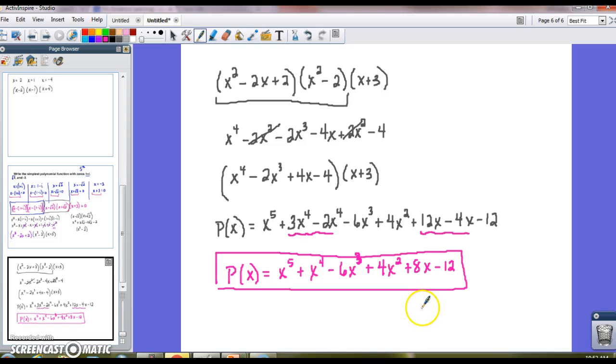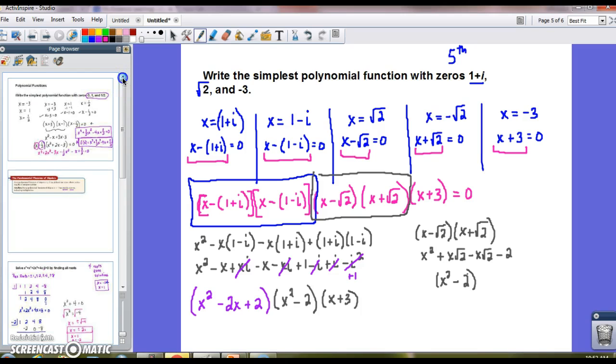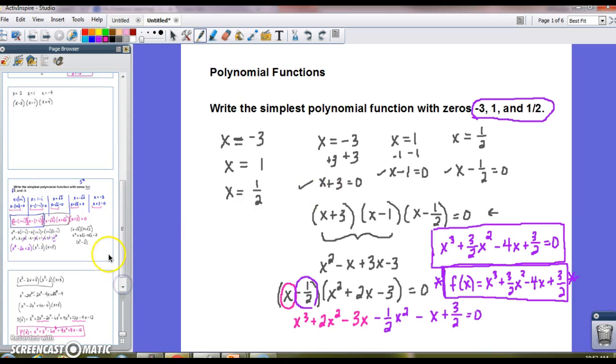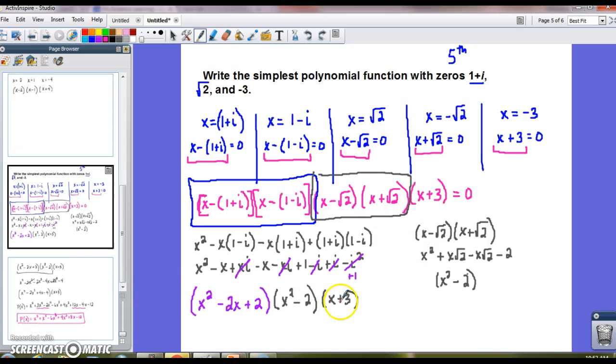So there are lots of steps to it. Like I said, it's easy to make careless mistakes, so be very careful, but it is important that you go through each of those steps when you're doing these types of problems. Whether you have all real solutions, all rational solutions like this, or a combination of rational and irrational and complex like this. You're going through the same steps every single time. Some problems are just a little more involved than others, but the procedure is exactly the same.